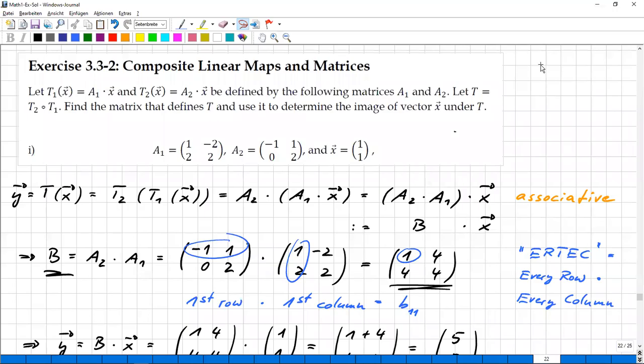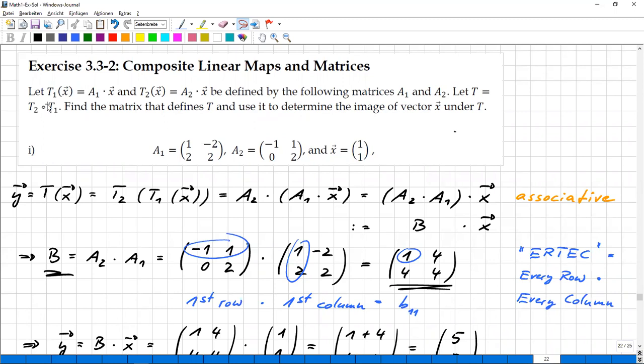So now to this second one, 3.3 number 2. This is about composite linear maps. In this case, I'm talking about the combination of two different matrices to represent the overall effect of a two-step linear mapping, actually.